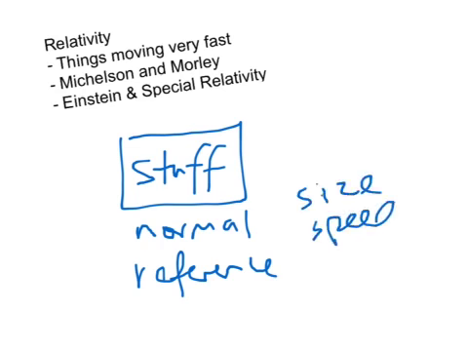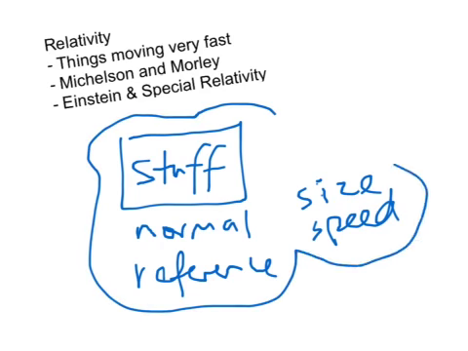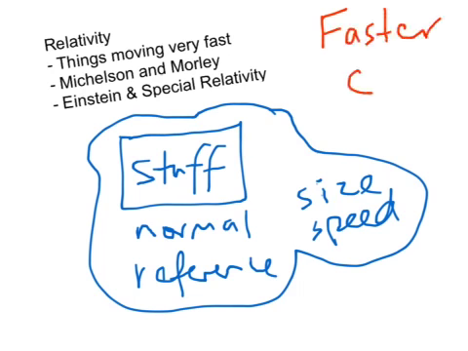It turns out that it's fine. And all our observations and things are all a-okay when we're in this normal frame of reference. However, as soon as we start moving things a little bit faster, like speed of light kind of faster, some interesting effects start happening. And that's what this idea of relativity deals with, things moving very, very fast.